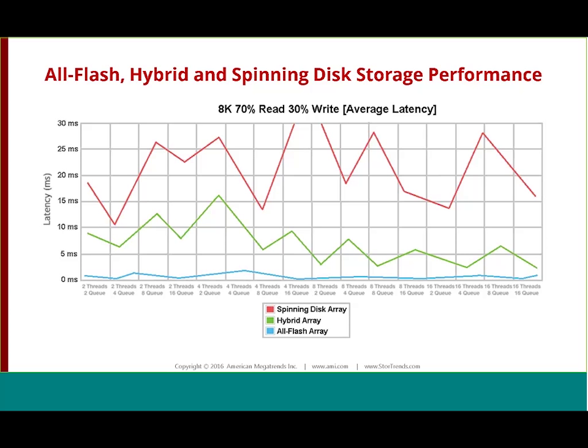So this slide compares the 3 offerings from AMI: the spinning disk solution, the hybrid solution, and the all-flash. We did this at an 8K block level, split up in a pretty random workload of 70% reads, 30% writes. This is just an average latency chart. The tool that we use to run this is VMware VMmark, so this simulates the user environment from a VMware perspective.